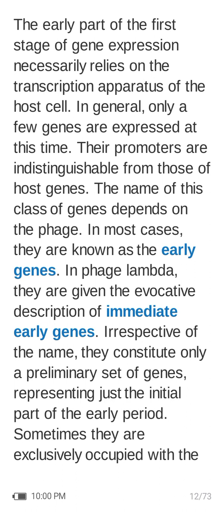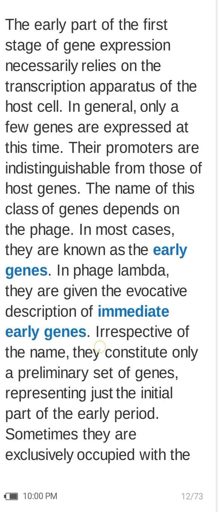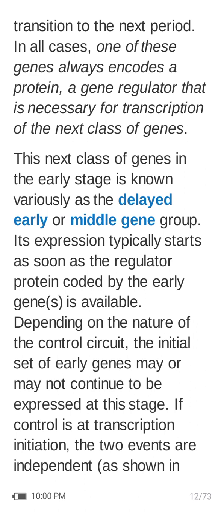Irrespective of the name, they constitute only a preliminary set of genes representing just the initial part of the early period. Sometimes they are exclusively occupied with the transition to the next period. In all cases, one of these genes always encodes a protein, a gene regulator, that is necessary for transcription of the next class of genes. This next class of genes in the early stage is known variously as the delayed early or middle gene group. Its expression typically starts as soon as the regulator protein coded by the early gene is available.